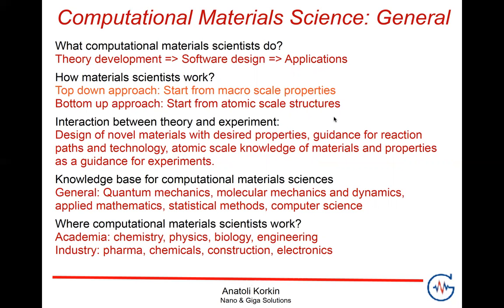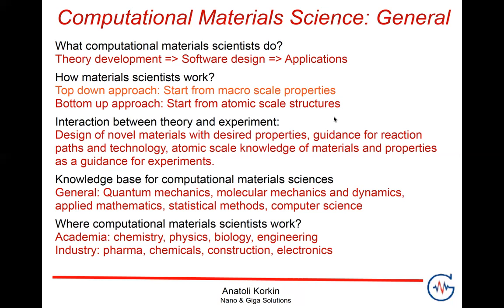How does the interaction between theory and experiment occur? First of all, it is the design of materials with desired properties. Computation helps guide the design, as well as reaction paths and technology. In general, atomic-scale knowledge of materials and their properties helps guide all kinds of experiments. The knowledge base of computational materials science is, in general, quantum mechanics, molecular mechanics and dynamics, applied mathematics, and statistical methods in computational science.